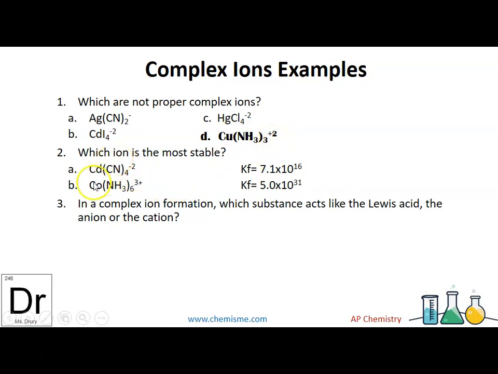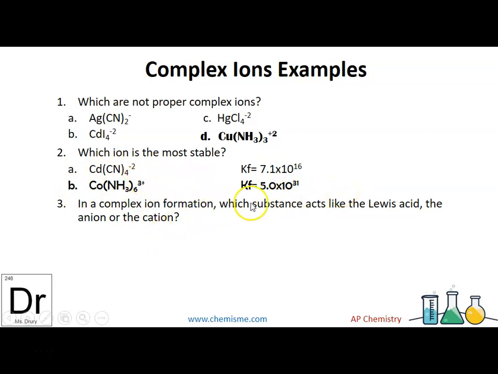In the next one, which one's more stable, then you just look at your Kf values. The higher the Kf value, the better this forms. And so I picked B because it has a 10 to the 31st power, much stronger than the 10 to the 16th. That's still soluble, but cobalt ammonium plus 3 is even more soluble.